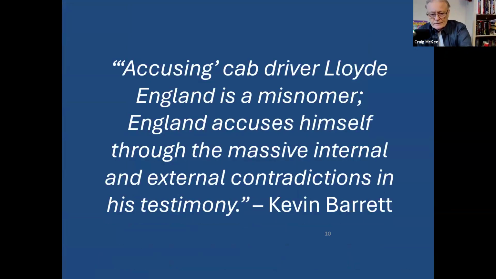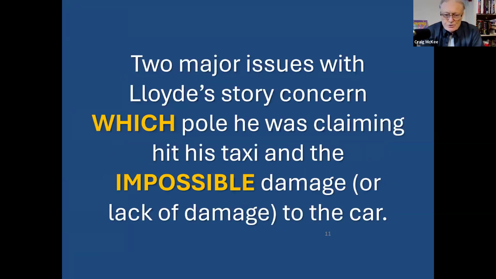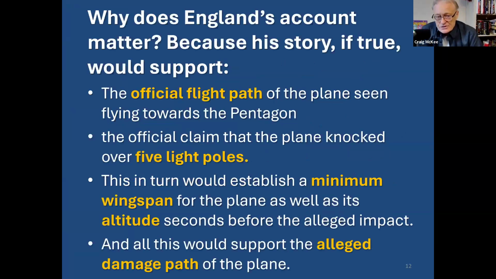Now, the groundbreaking CIT interviews exposed the many inconsistencies, impossibilities, and suspicious elements that make up England's story. And here's a little quote from Kevin Barrett that you can read there. Now, two major issues with Lloyd's story concern which pole he was claiming hit the taxi and the impossible damage to the car. Because in terms of what I think Wayne is going to present, I think which pole it was is kind of central. Now, it matters. Lloyd's whole story matters because he reinforces the official flight path, if what he's saying is true. And the fact that 5 light poles went down, along with the minimum wingspan and altitude, that sort of thing.